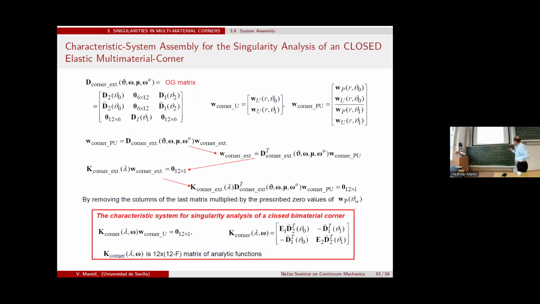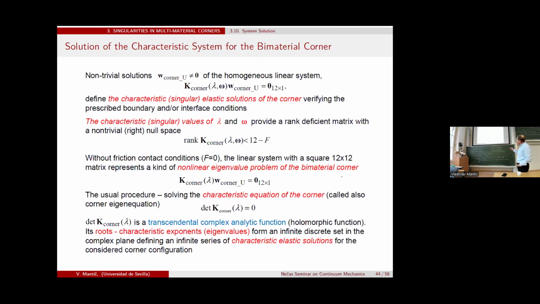Similarly, we proceed for the closed corner. I will skip this because it's very similar. Just the matrices are organized in different ways. So at the end, we have ended up with this, let's say, eigensystem, where we have K corner matrix, which is a function of lambda and omega. We can have 1 omega if we have 1 contact zone, or up to 3 in this bimaterial corner. So omega has dimension F, 1, 2, or 3 in this case.